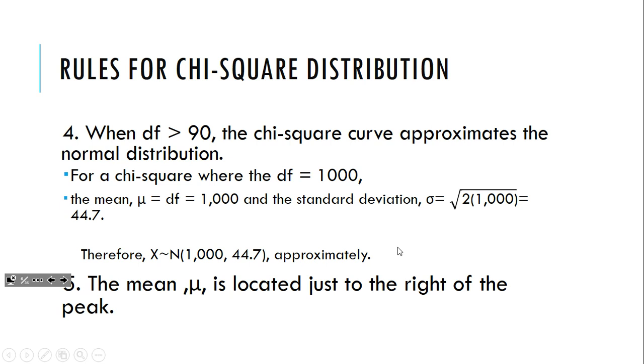And here we have some more specific things. When our degrees of freedom is bigger than 90, the chi-square curve approximates the normal distribution. So it just turns more towards that curve. The tail kind of goes away. And then this is talking about a specific example where the degrees of freedom equals 1,000. Well, we're going to talk about that not on this slide. We'll do it in a future lesson.